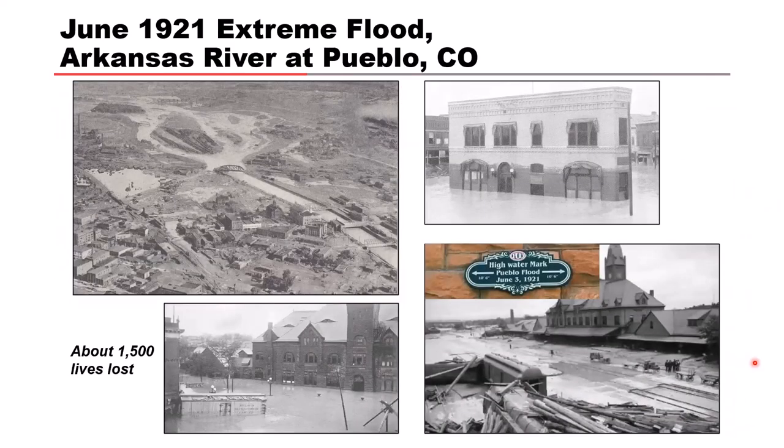So here's an example of the June 1921 flood that devastated the city of Pueblo, Colorado on the Arkansas River. There were many lives lost, and this illustrates the high water mark on the railroad depot as shown on the lower photos here. So we have a photograph and also a historical high water mark. It's a sad part about our jobs, reading things like 1,500 lives lost, but now they have a dam to protect that city.